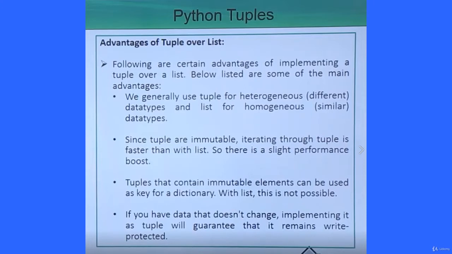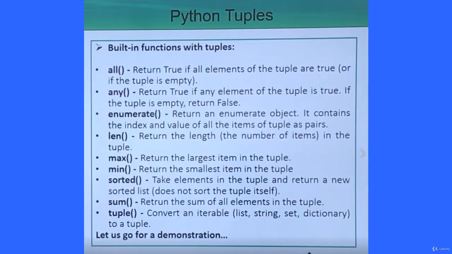Tuples that contain immutable elements can be used as a key for a dictionary. With list it is not possible, because we know that in case of dictionary the key values will always be unique in nature. As tuple is immutable, the members of the tuples cannot be changed, so they cannot be updated. So tuples that contain immutable elements can be used as a key for one dictionary. If you have data that does not change, implementing it as tuple will guarantee that it will remain in read-only mode.